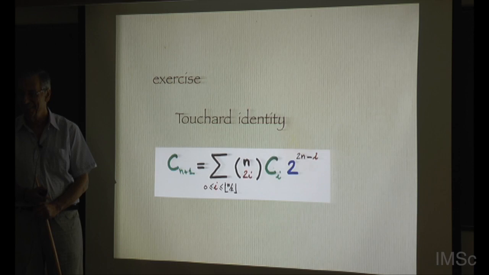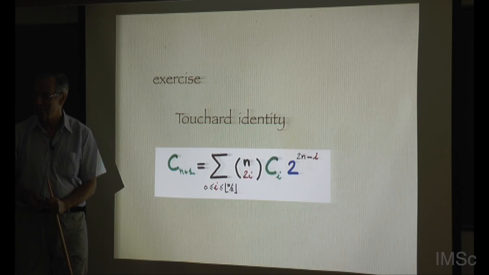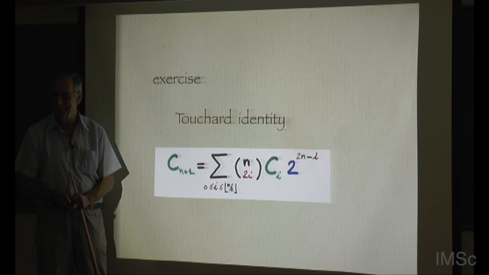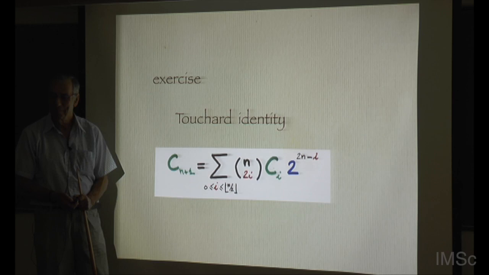I have solved half of it. Try to do it. You have one week to prove this beautiful identity, very easily. Once you know this bijection between two-color Motzkin paths and Dick paths, it becomes easy.